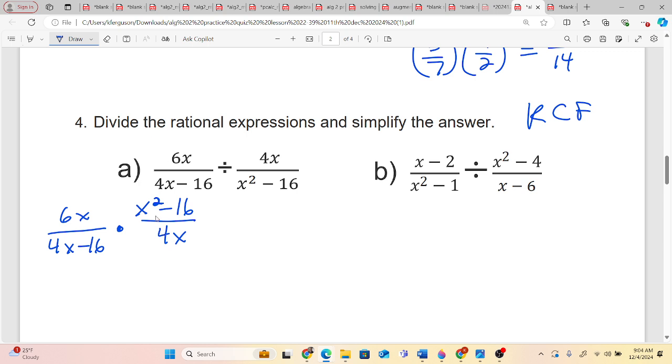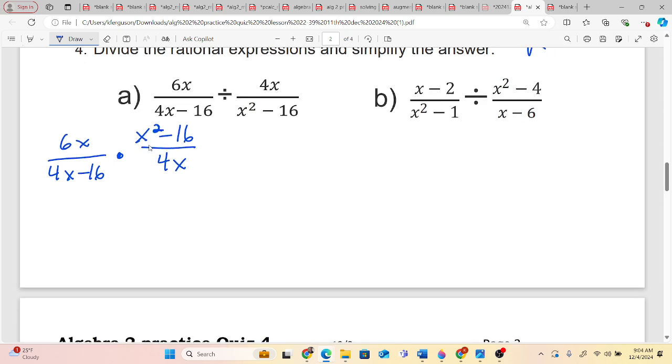So now I look at these and I want to simplify. I found something that looks like it's the difference of squares, so I need to handle that. I'll keep 6x over here, times, that right there is the difference of squares. So I get 2 parentheses, plus and minus. If I take the square root of x squared, that's x and x. And then the square root of 16, that's 4 and 4.